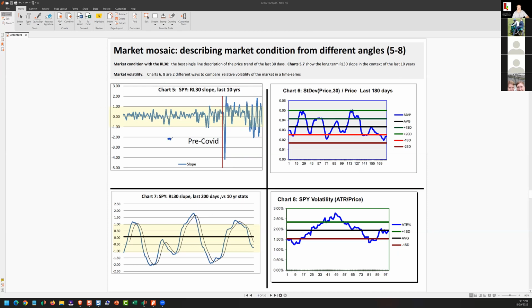So now when you come down to this chart, chart 7, this takes that same piece but only takes the last 200 days and compares it against the 10-year stats. So it's just a zoom in on this portion of the chart. So these turning points, when it gets outside of 1 sigma, those are rock solid signals for shifting the bias.